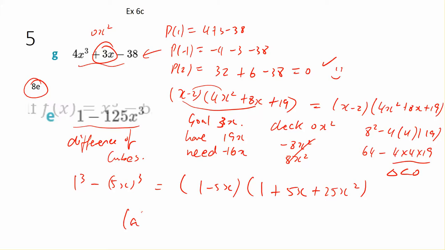If you've got a difference of cubes, a cubed minus b cubed, then that equals a minus b, times a squared plus ab plus b squared.